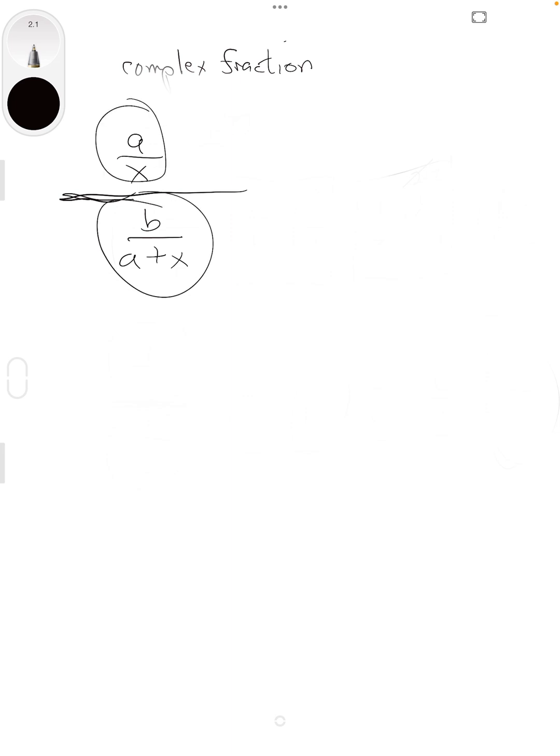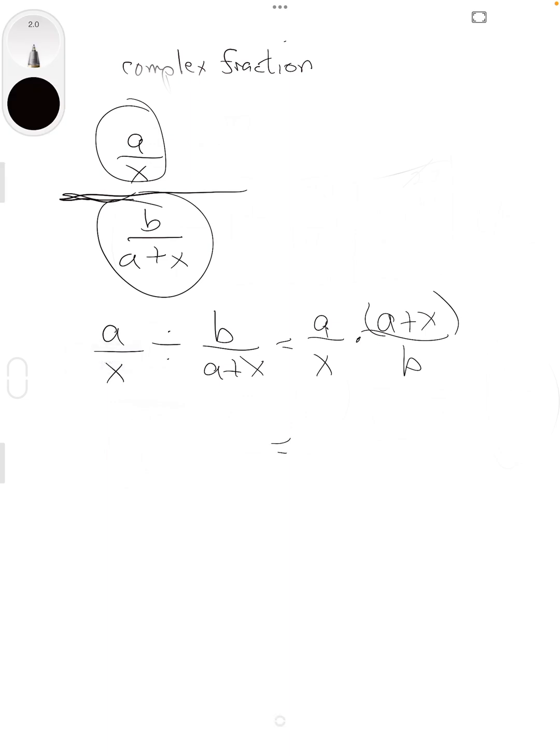So let's say I had a over x, big thick line, over b over a plus x. Okay, your brain needs to say it's this divided by that. Okay, so just write it. A over x divided by b over a plus x. Okay, next step, write this as a over x times a plus x over b.